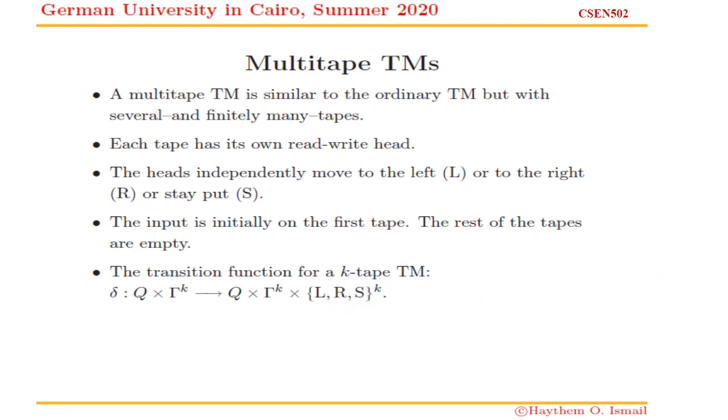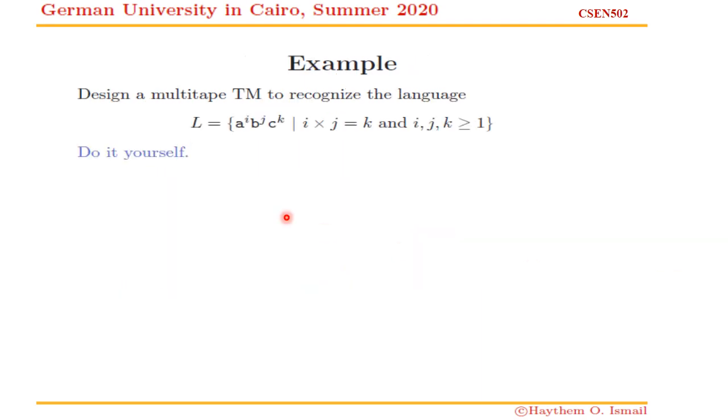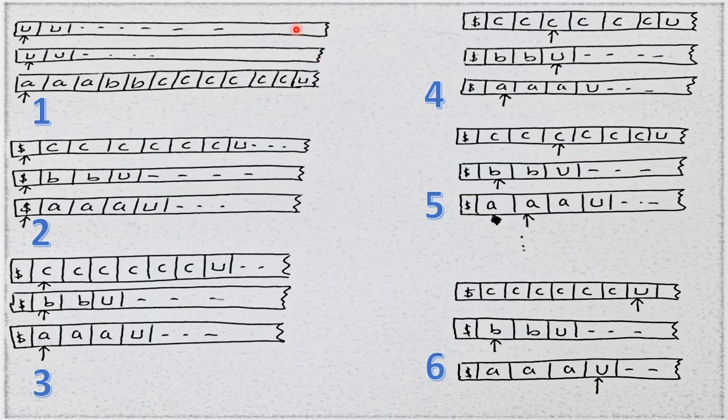Now, the best way to understand multi-tape Turing machines is to use them in an example. So this is the same problem again: A to the I, B to the J, C to the K, where I times J is K, and all those are positive integers. Let's build a decider for this language using a multi-tape Turing machine. I'm going to use 3 tapes. Initially, suppose we have this input, 3 A's, 2 B's, 6 C's, which is correct, and the other tapes are empty. The heads are pointing at the leftmost ends.